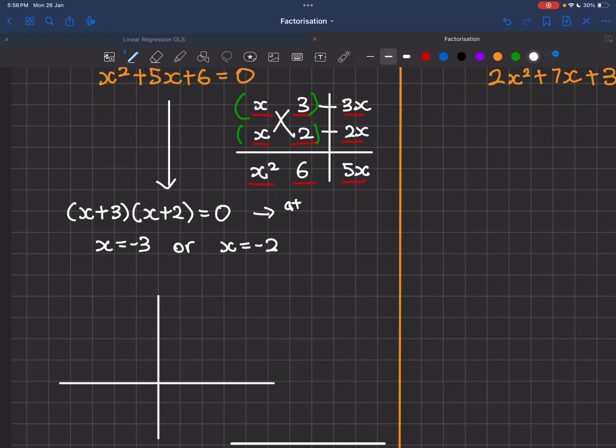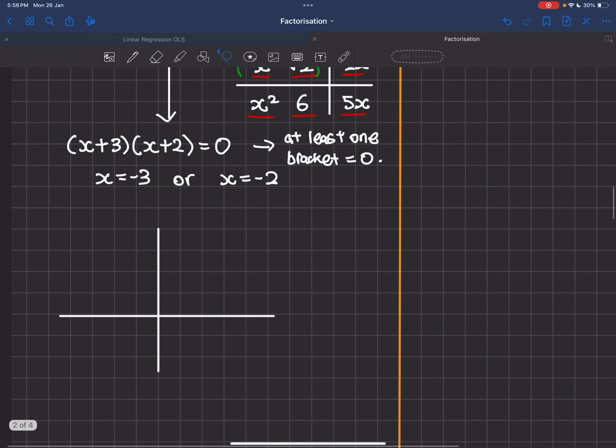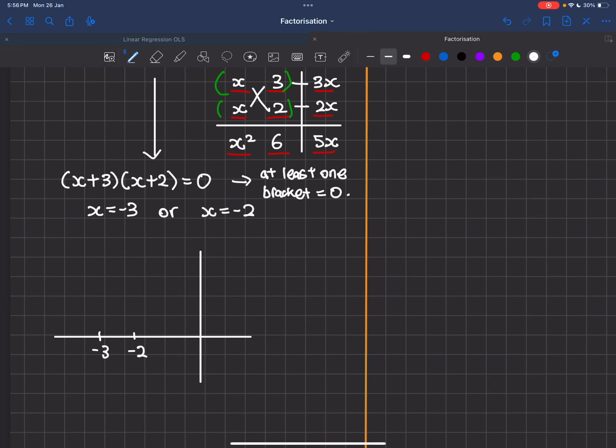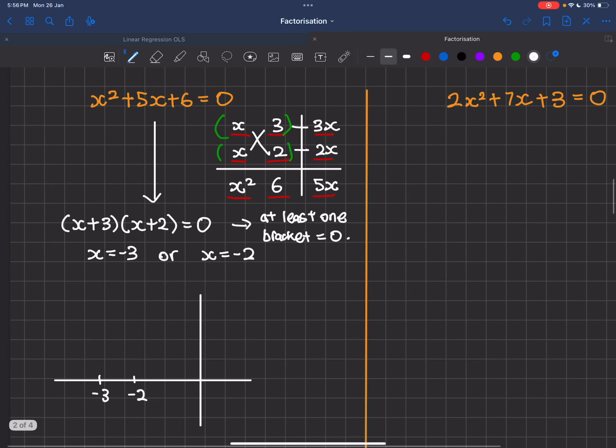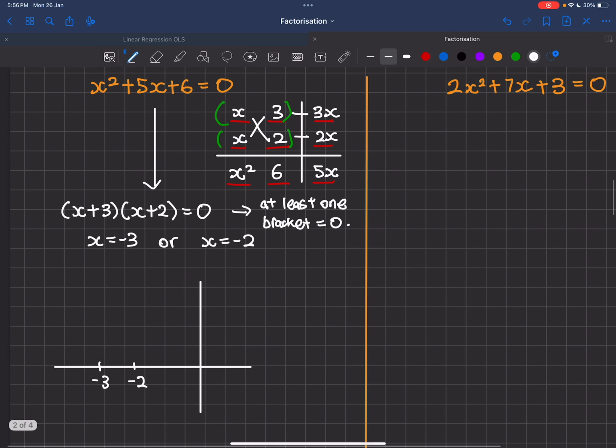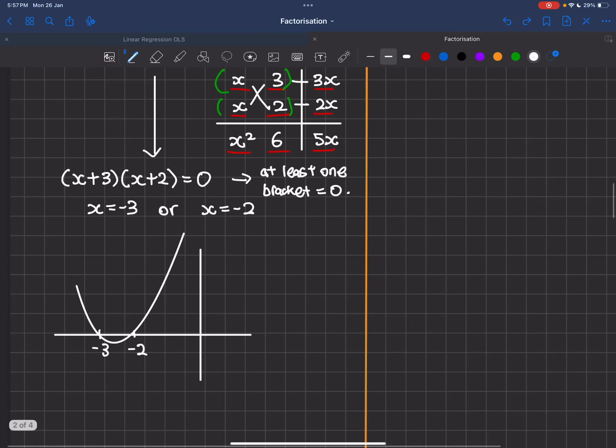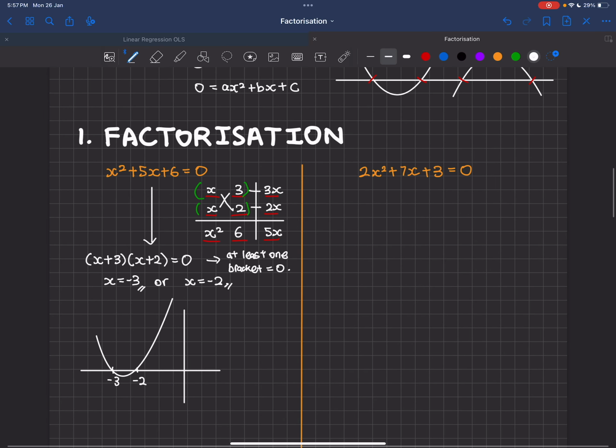So the logic here is at least one bracket equals 0. So now we have our two x values. X is negative 3 or x is negative 2, correct? Is it a sad face or a happy face? It's a smiley face, right? So it will look something like this. So we are done. These are the two values that you need to solve x.